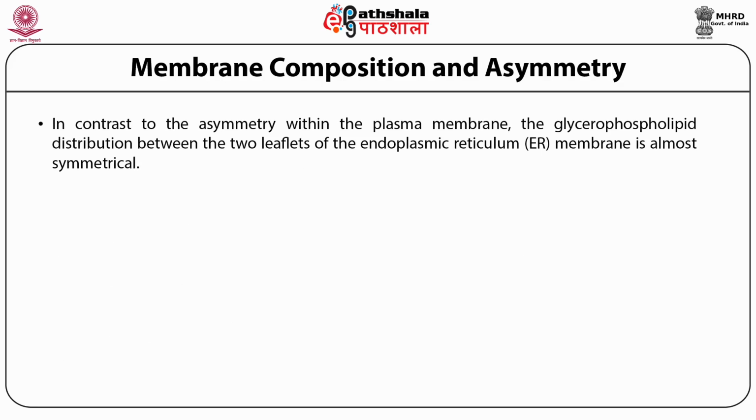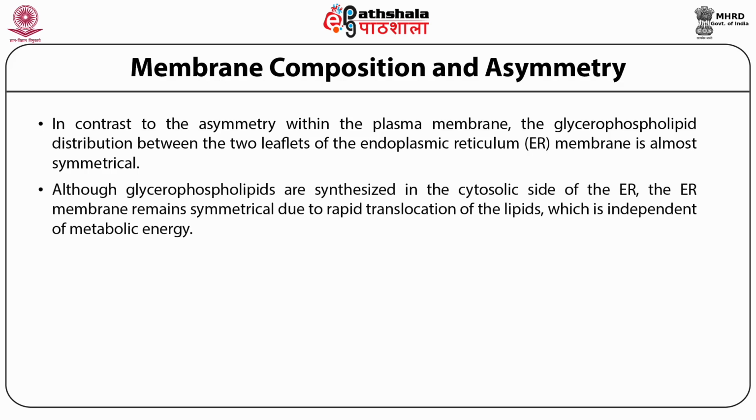In contrast to the asymmetry within the plasma membrane, the glycophospholipid distribution between the two leaflets of the endoplasmic reticulum is almost symmetrical. Although glycophospholipids are synthesized on the cytosolic side of the endoplasmic reticulum membrane, the membrane is symmetrical for these lipids due to the rapid translocation of lipids, which is independent of metabolic energy.